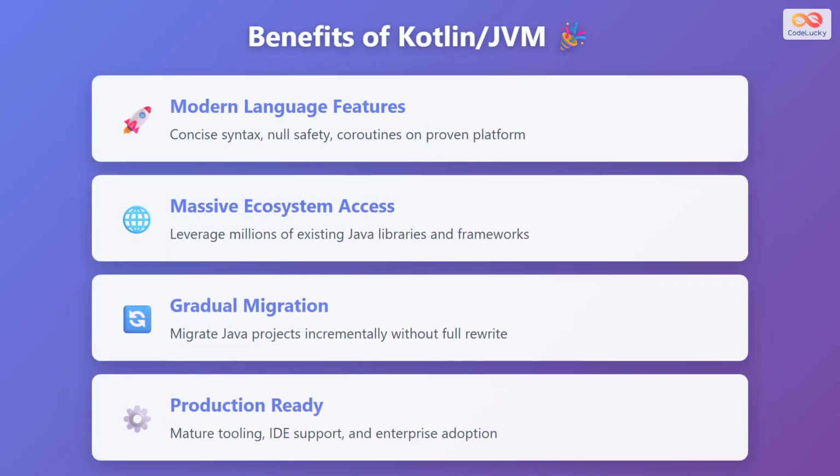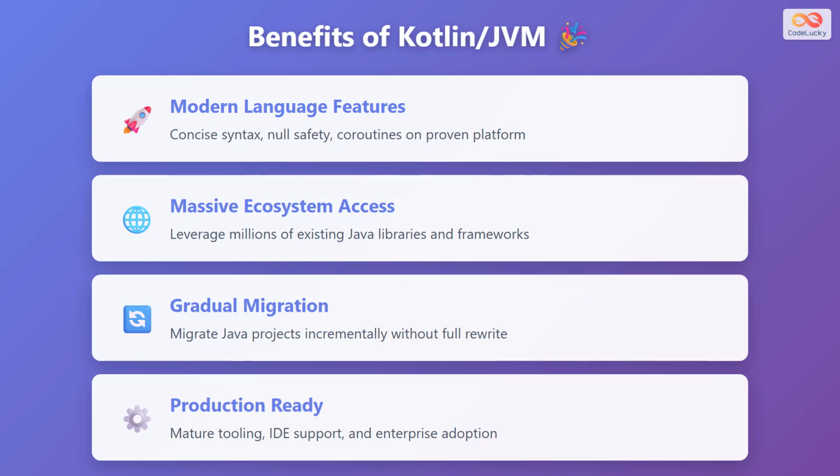Kotlin/JVM offers numerous benefits that make it an excellent choice for modern software development. First, you get modern language features like concise syntax, null safety, extension functions, and coroutines, all running on the proven, battle-tested JVM platform. Second, you gain access to the massive Java ecosystem. Decades of Java libraries, frameworks, and tools are immediately available to your Kotlin projects without modification.